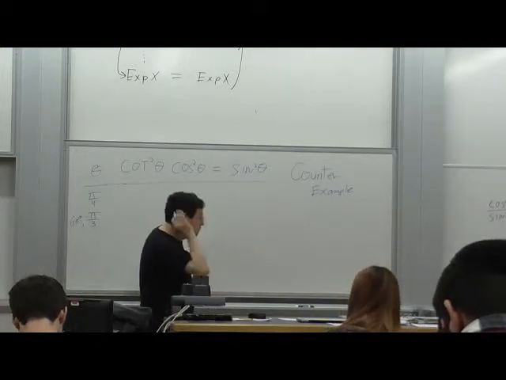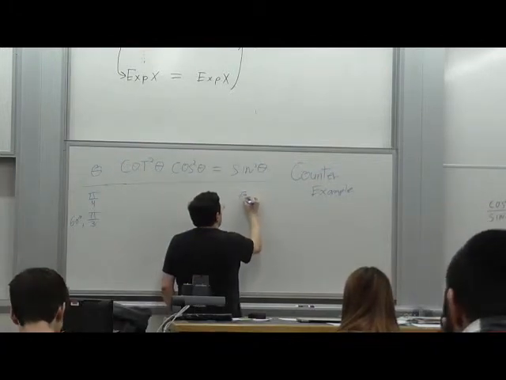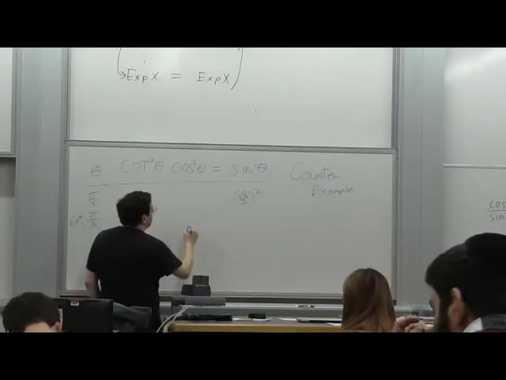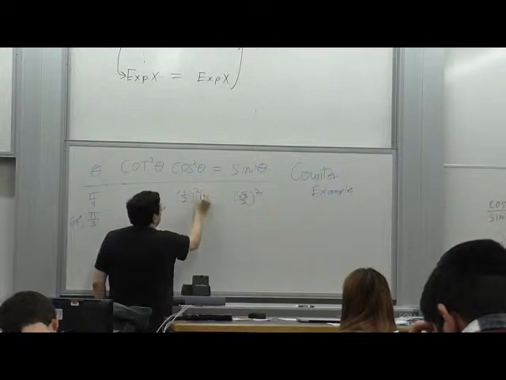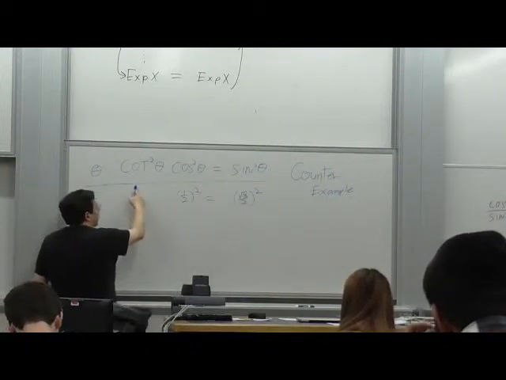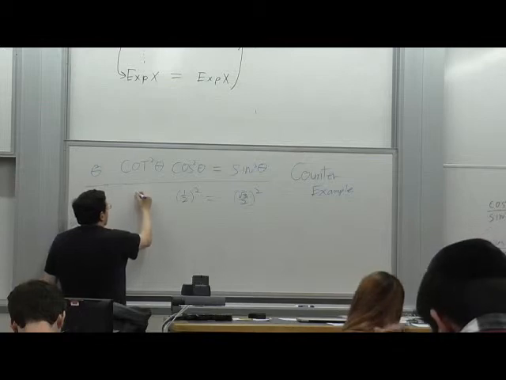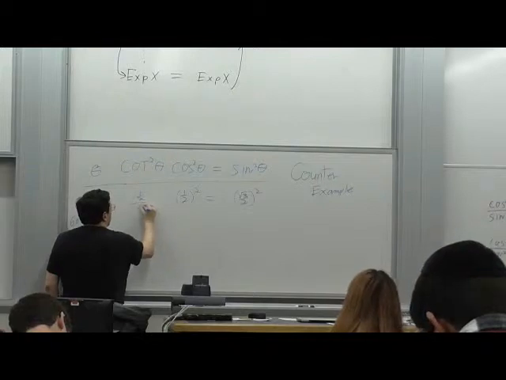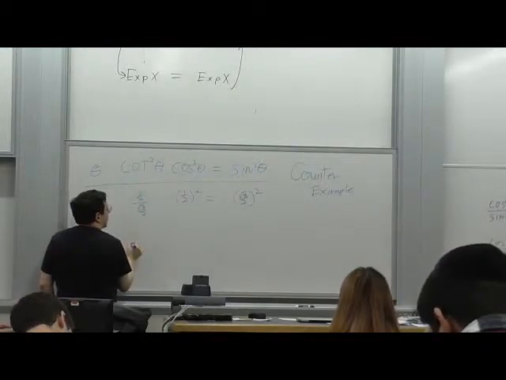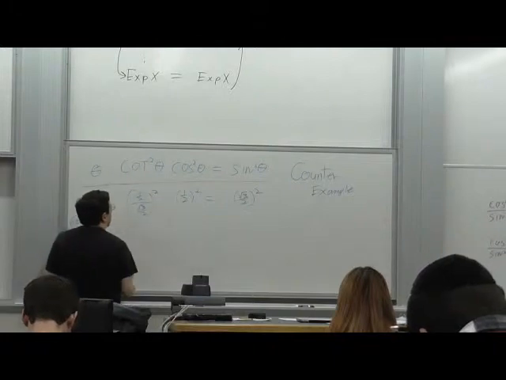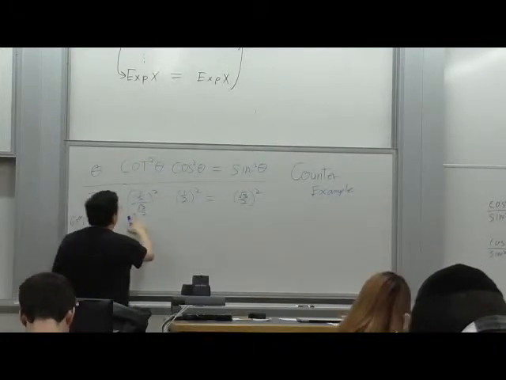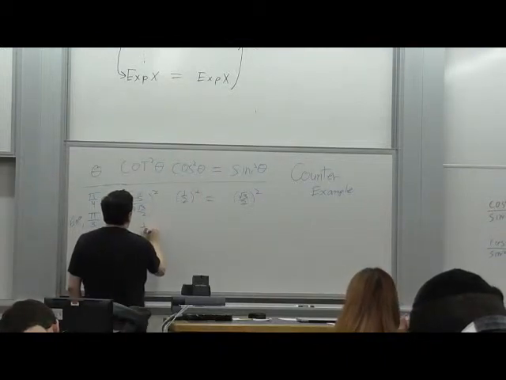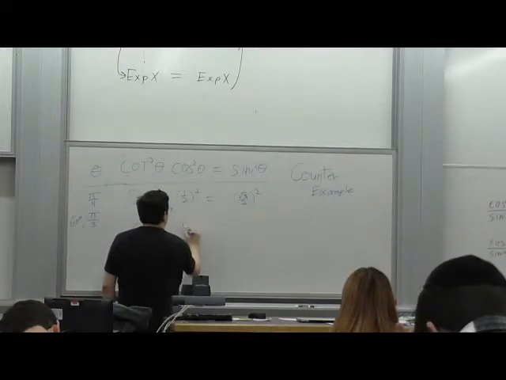Root 3 over 2. Root 3 over 2, but we're going to square it. Cosine squared is going to be 1/2 squared. This is cosine over sine, 1/2 over root 3 over 2, right? Yeah, 1 over root 3, squared. So this is 1 over root 3 squared times 1/2.